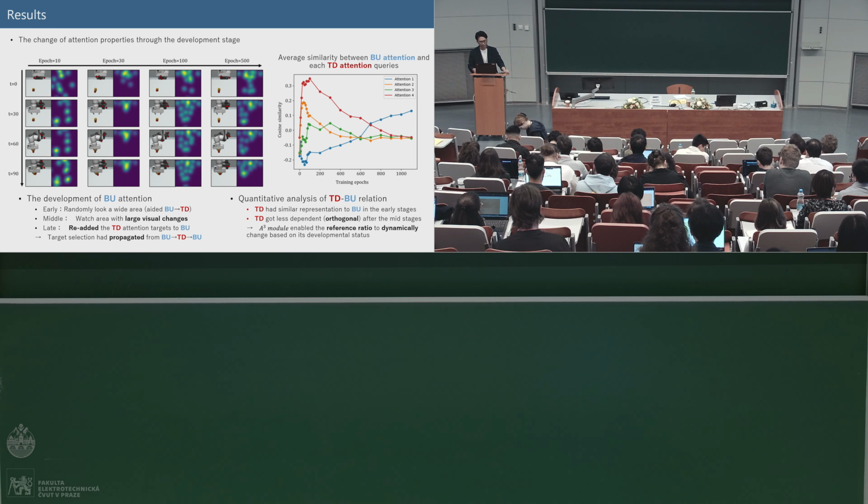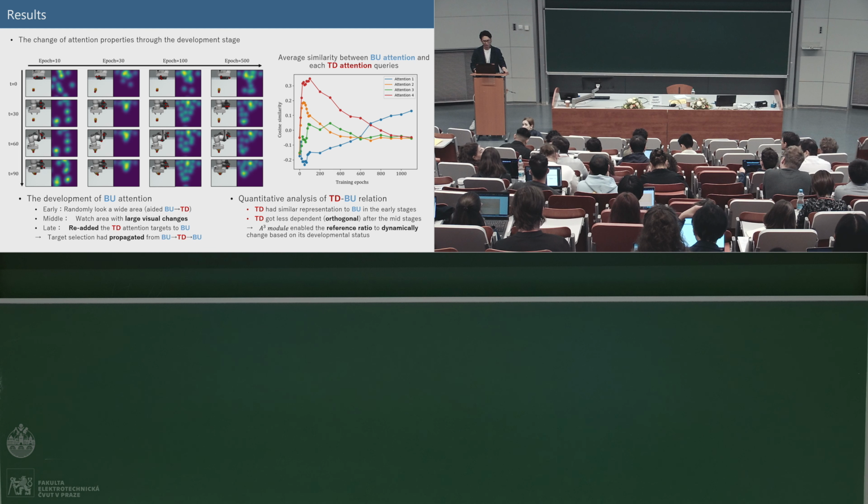I'm not sure I really correctly understand your point, but I think you're asking about the top-down attention. In this case, in a later part of the training, the top-down did modulate the bottom-up part to see more of the important parts of the task instead of just looking at the parts that had large visual changes. Sorry, I'm not sure I got your point. Okay, I can ask you after. Yeah, please. Sorry, maybe just another quick question.